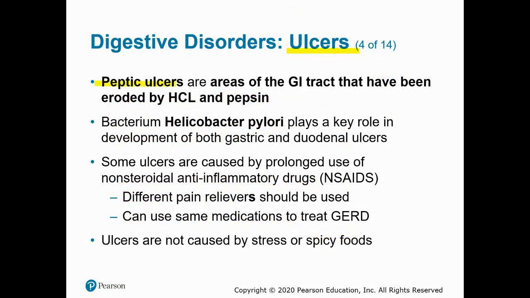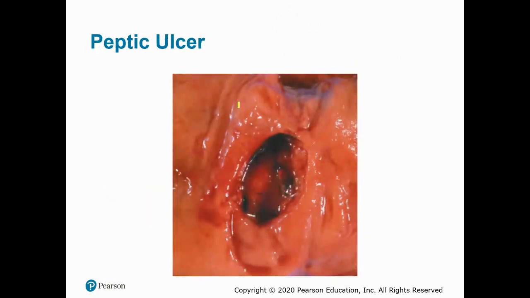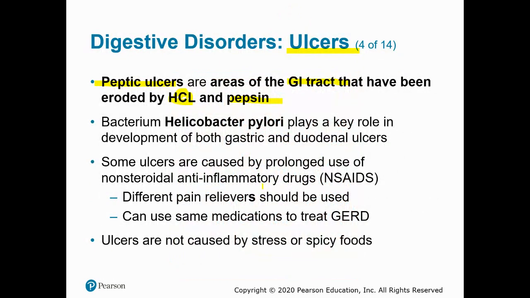Okay, ulcers. Peptic ulcers are areas of the GI tract that have been eroded by hydrochloric acid and pepsin. So here's an image of an ulcer, right? This inner mucosal layer, and even the submucosal layer of your digestive organ, gets eroded, right? Like chewed away by the hydrochloric acid.